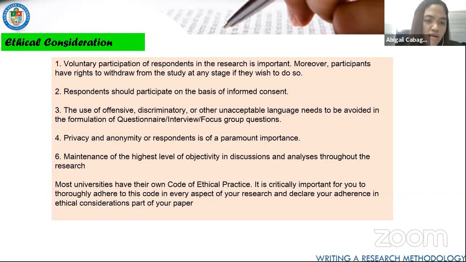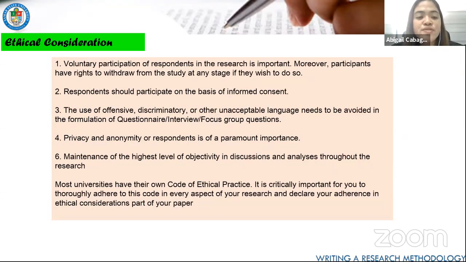We need to write it in a paragraph, the things we need to consider, for example, voluntary participation of the respondents. Another thing in terms of ethical consideration is informed consent. The respondent should participate on the basis of informed consent, so it should be noted there. The use of offensive, discriminatory, or other unacceptable language needs to be avoided in the formulation of the questionnaire, interview, or focus group discussion. Yes, even your instrument is looked at in reviewing your ethics. Privacy and the anonymity of respondents is of paramount importance.